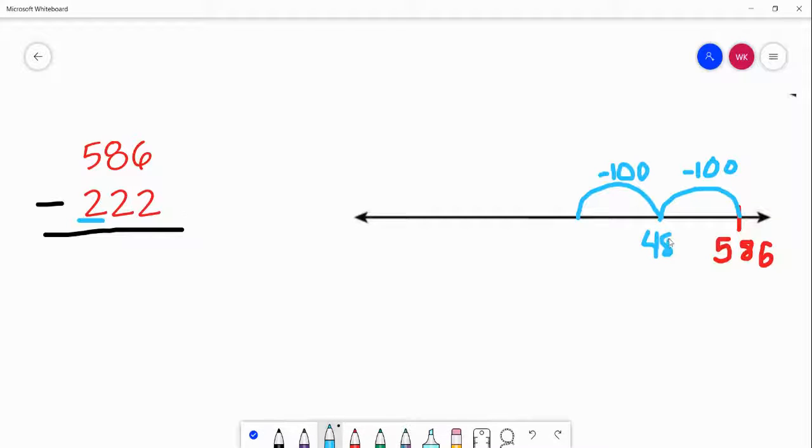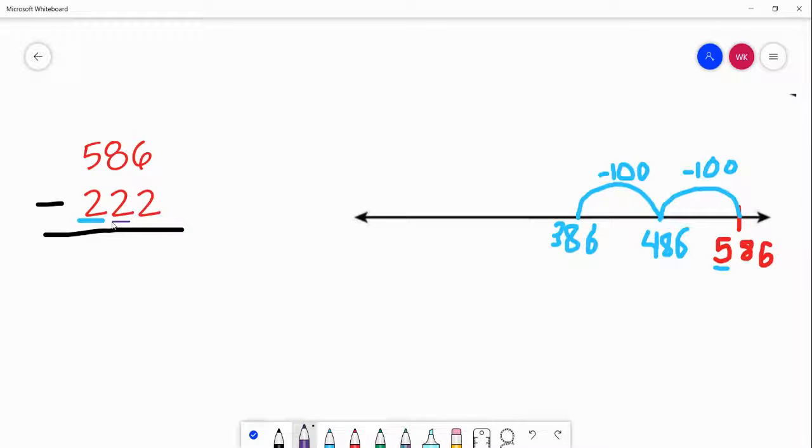Remember, you're not changing the 8 or the tens or the ones place. You're only subtracting 100 from the 586. And now we have 486, and you're going to subtract 100. So now you're at 386. Remember, you're not changing the tens or the ones place. You're only subtracting that 100 from the 486 to give you 386. All right. So now we just subtracted our 200s.